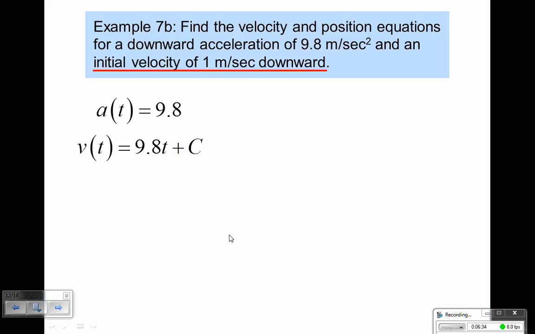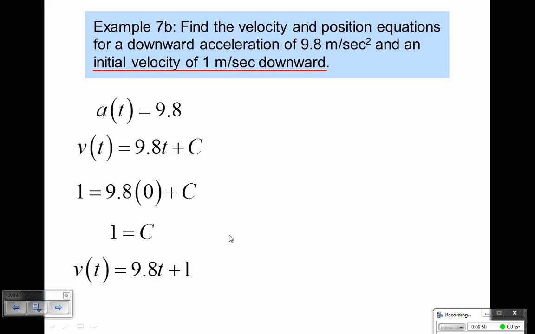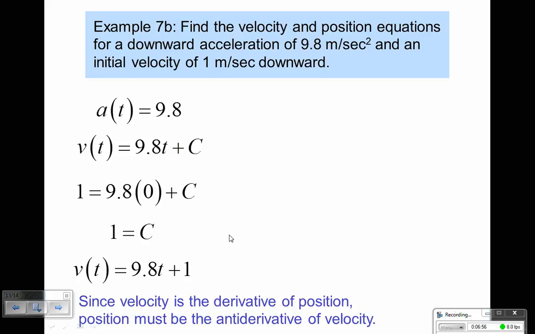However, we're given that there's an initial velocity of 1 meter per second. So that means that when t equals 0, we can now solve for our constant. So when we do that, we get c equals 1. So this becomes our equation for our velocity. Since the velocity is the derivative of position, position must be the antiderivative of velocity.